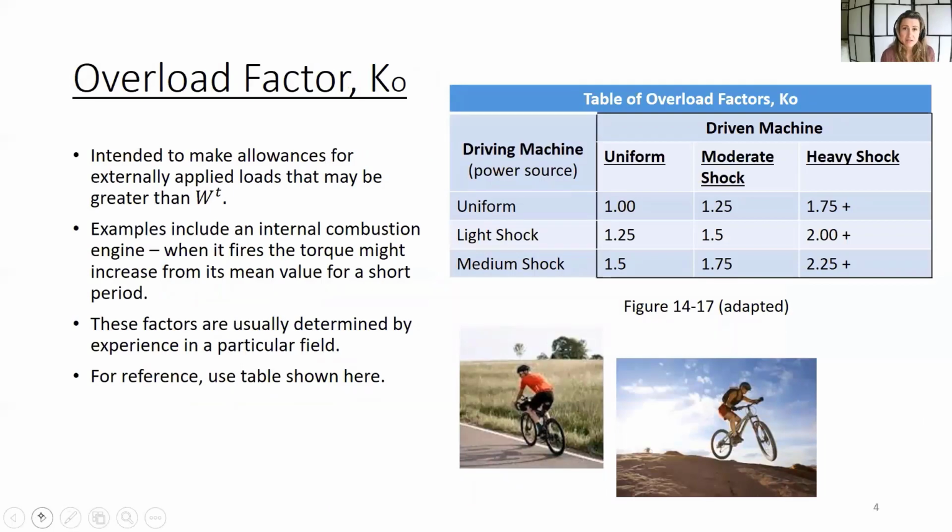All right, so let's dive into the factors. KO is the overload factor, and this is intended to make allowance for externally applied loads that may be greater than the transmitted load. So examples include, for example, an internal combustion engine. When it fires, the torque might increase from its mean value for just a short period. So you get this intermediate overload effect.